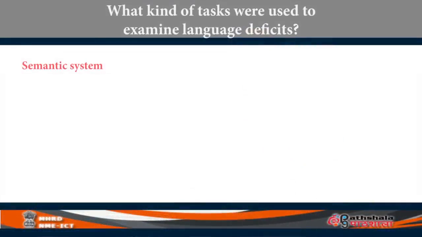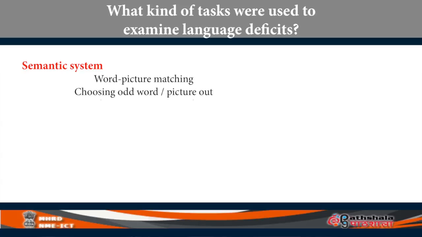So then you might want to ask, what kind of language tests are used to establish this relationship between lesion and deficit? If your focus is on testing the integrity of the semantic system, you will use tests like word picture matching, choosing an odd word out or odd picture out, and judging semantic anomaly. These are three examples of testing the semantic system.